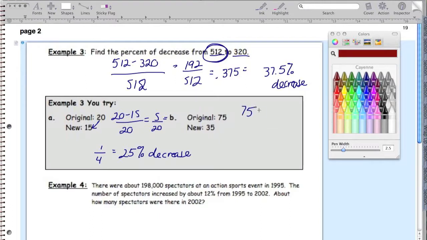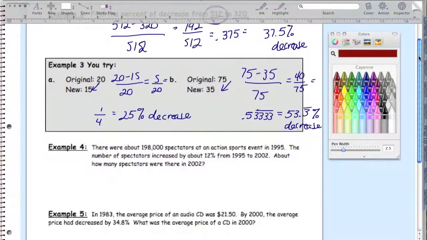Part B, I subtract the two of them and divide by the original. The original is 75, so I get 40 over 75, which is 0.53 repeating. As we did in the other lesson, I recommend you write the repeating decimals out, so that we can see that's a 53.3 repeating percent decrease, because the values go down from 75 down to 35. Okay.